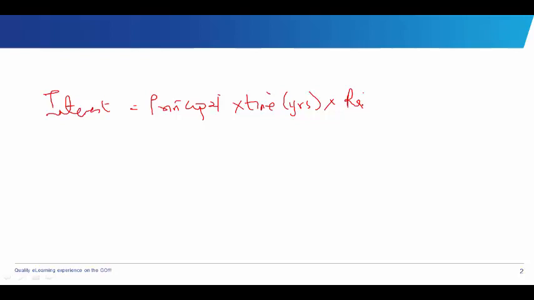So this is what we'll say. The interest equals the principal, which is the total sum, times the time. Now this time is in years, times the rate, which is in percentage, all over 100.